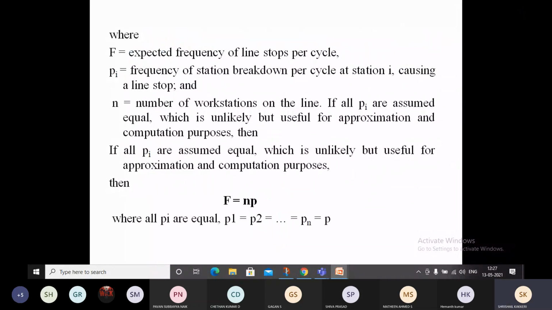Now what is F? F is equal to NP. F is equal to NP. N is the number of stations, and P is the probability of failure at a particular station.